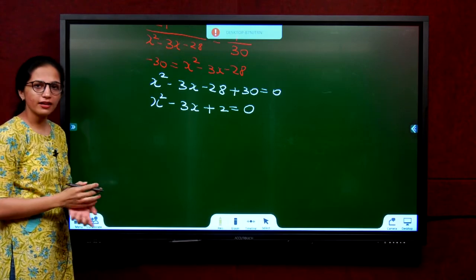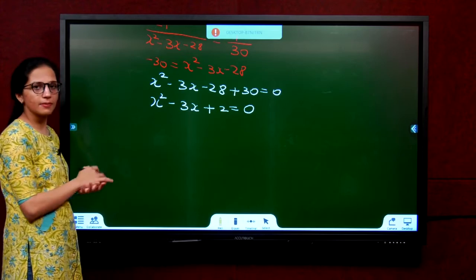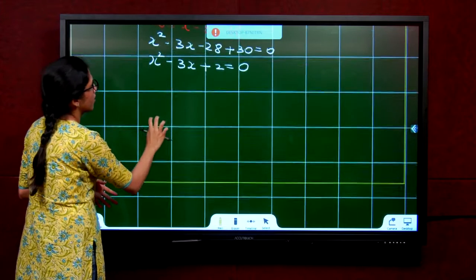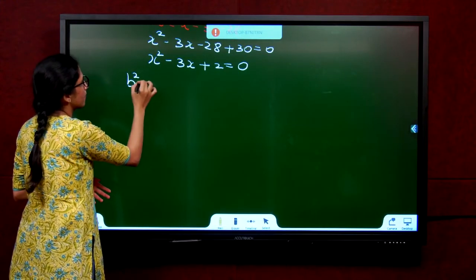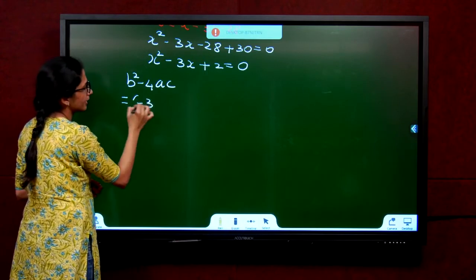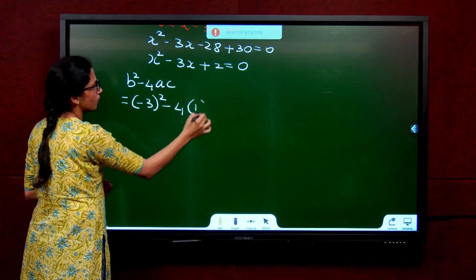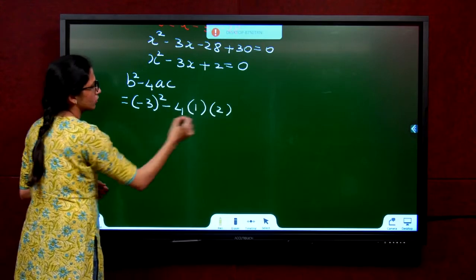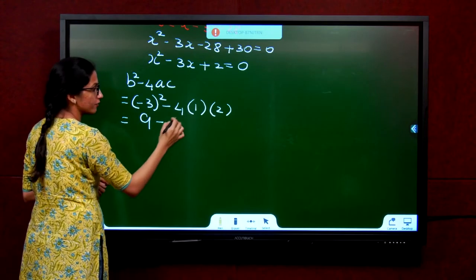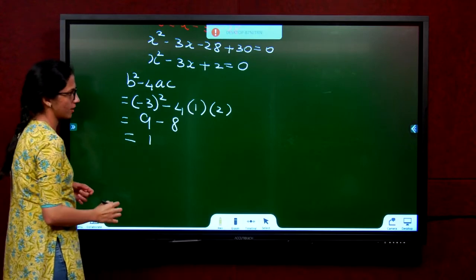You can either use factorization or the formula technique. Anything is fine because nothing is mentioned in the question. We will continue to use the formula technique here. b square minus 4ac is equal to minus 3 the whole square minus 4, a is 1, c is 2. Minus 3 the whole square 9, 4 into 2 is 8, 9 minus 8 is 1.